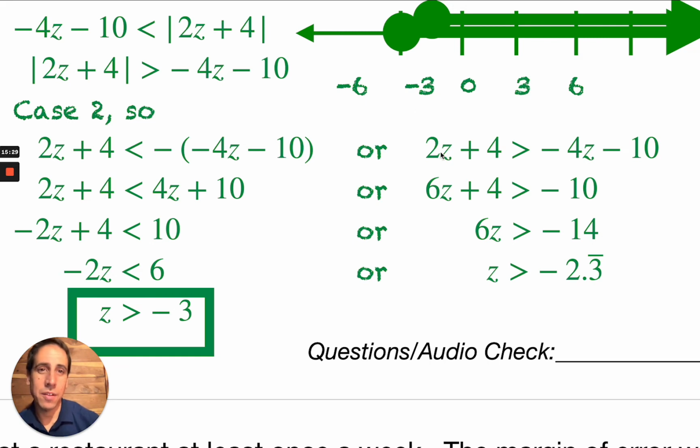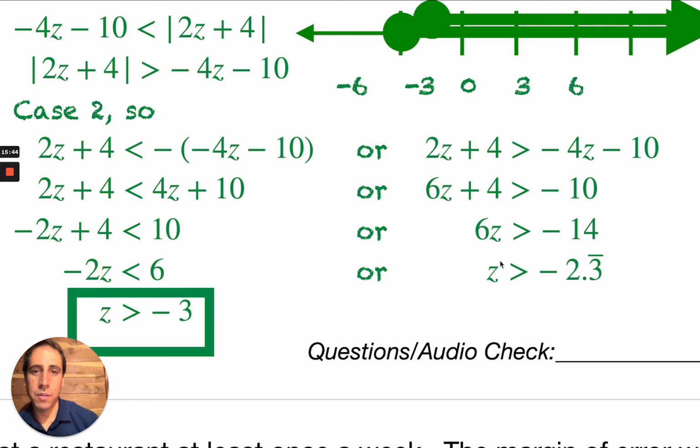On the positive side, we get 2z plus 4 is greater than this. And so let's add 4z to both sides. We get that, and then undo the addition by subtracting 4. We get this. Dividing both sides by 6, we get this.